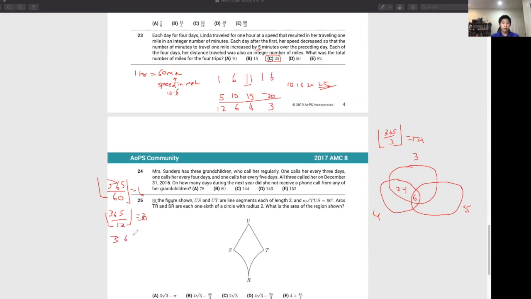Next we'll do 3 and 5, so 365 divided by 15, and that's going to be equal to 24, but 6 is already accounted for, so it's just 18 more. And finally, 365 divided by 20 for 4 and 5. That's going to be 18. 6 is already accounted for, so this little region here is 12.